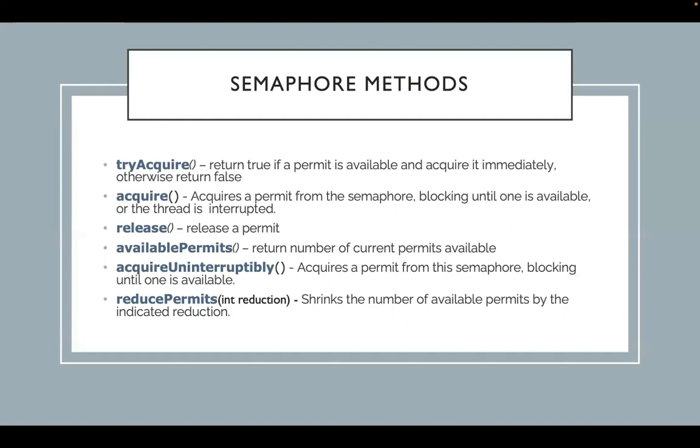Then availablePermits is just to check how many permits are available in the semaphore, and acquireUninterruptibly, which acquires a permit from the semaphore, blocking until one permit is available. But in this case, the thread will not be interrupted. And then reducePermits. So we can initialize a semaphore with a number of permits, and then for some reason, if we want to reduce those permits, then using this reducePermits method, we can do that easily.